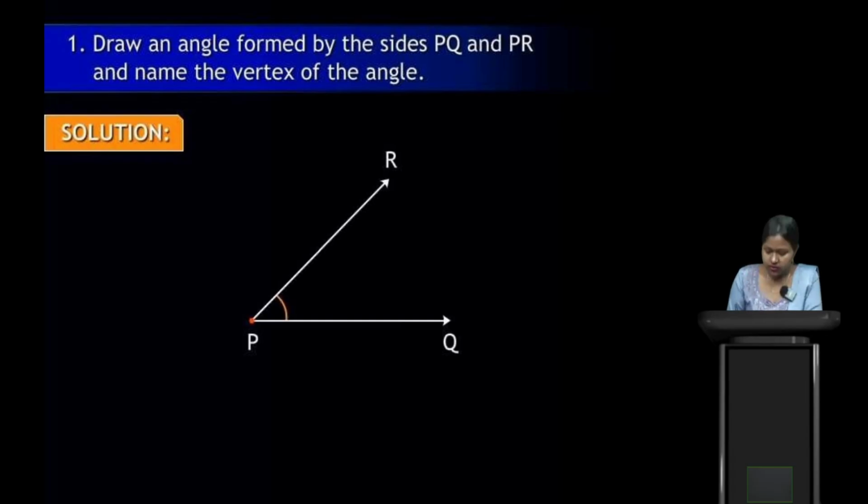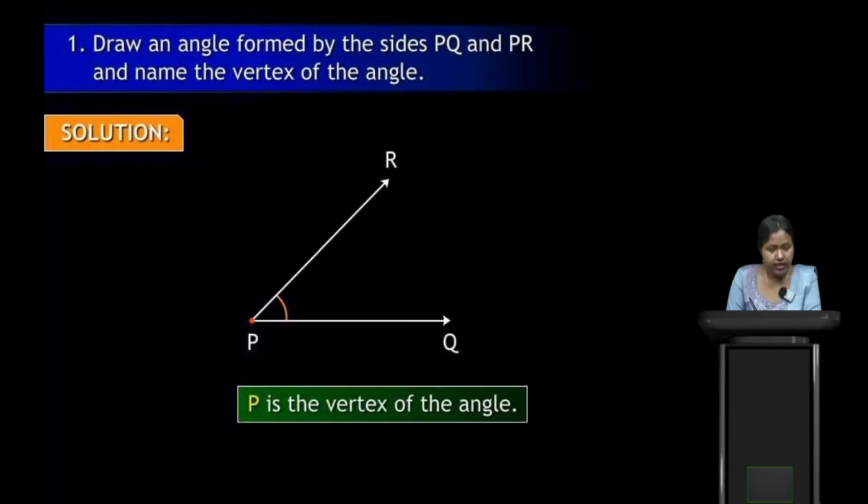Can you name the angle, my dear students? The angle is angle P, or angle RPQ, or angle QPR. Why? Because P is the vertex.